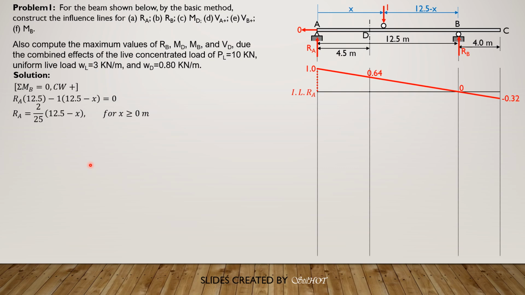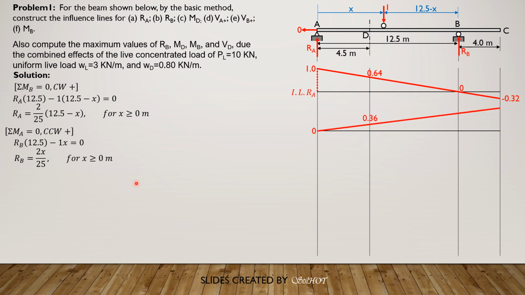Then for RB, summation moment about A equals 0, so we have counterclockwise positive, RB times 12.5 minus 1 times X equals 0. So RB is 2 over 25 of X for X greater equal to 0. So plotting, when X is 0, RB is 0. When X is 4.5, RB is 9 over 25 or 0.36. When X is 12.5, 2 times 12.5 or 25, RB is 1, of course. Then when X is 16.5, RB is 33 over 25 or 1.32.